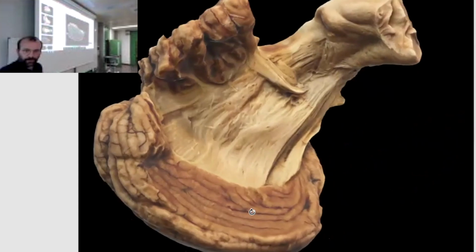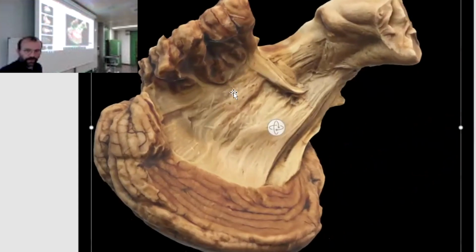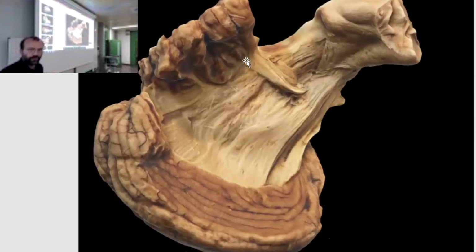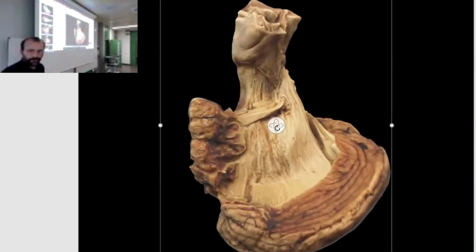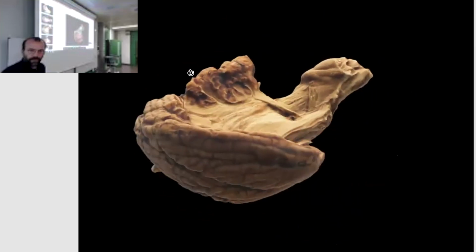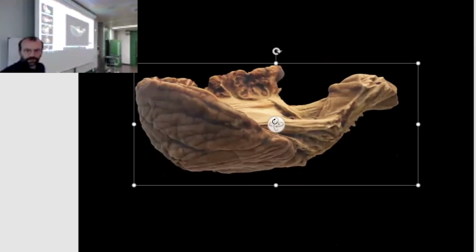On the back, after we remove the fleece of Stilling, we will see appearing the dentate nucleus. Anterior to the dentate nucleus, again, the inferior cerebellar peduncle, lateral to it, the middle cerebellar peduncle. One step more here.